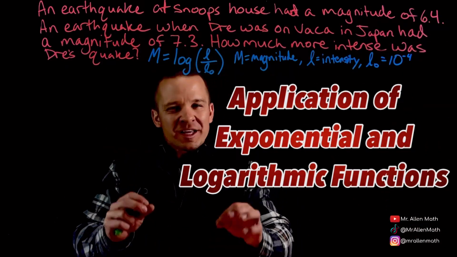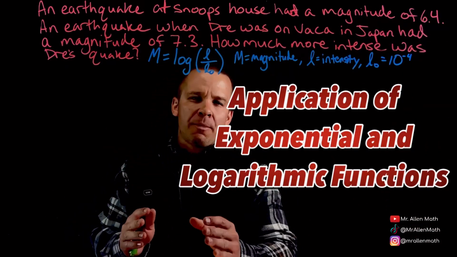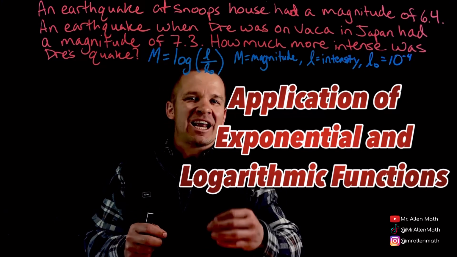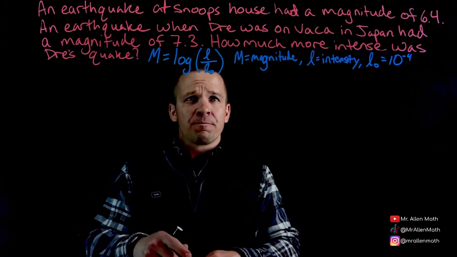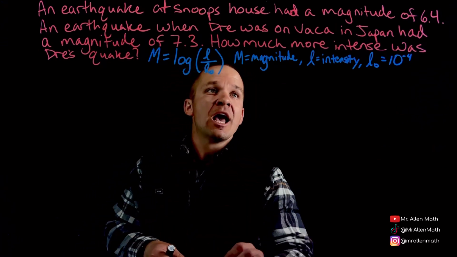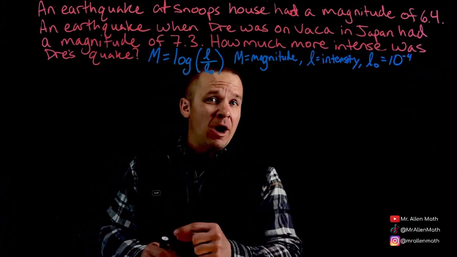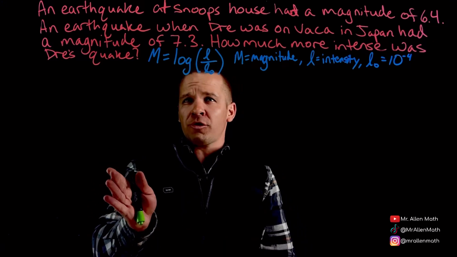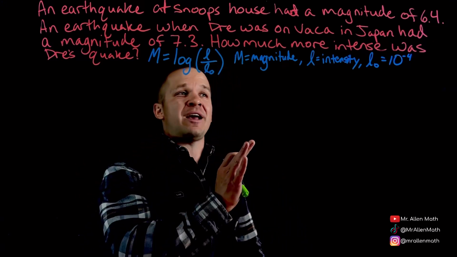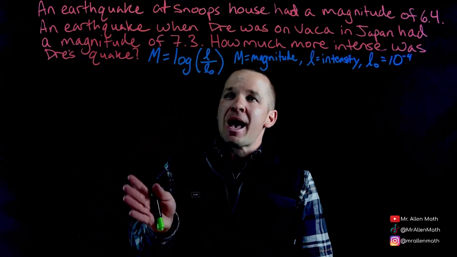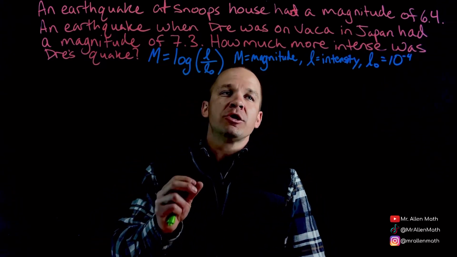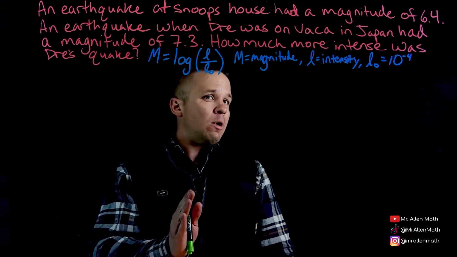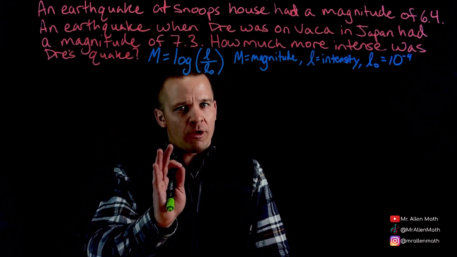Mr. Allen here with some fun and super dope application of logarithmic functions and exponential functions. I mean, it's gonna be awesome. All right, we got an earthquake at Snoop's house. He's okay, don't worry. It had a magnitude of 6.4 on the Richter scale. And an earthquake when Dre was on vacay in Japan had a magnitude of 7.3 on the Richter scale. How much more intense was Dre's quake, right? Because that was more on the Richter scale.